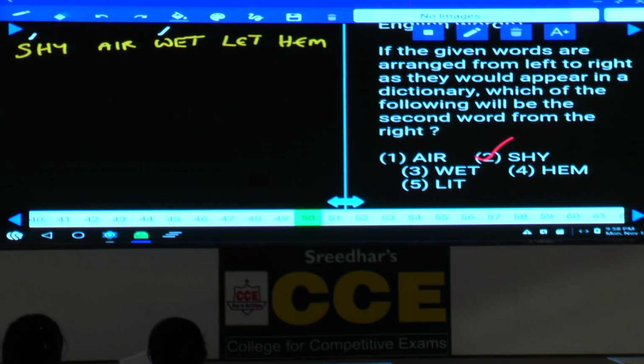Now the fourth from the left is nothing but second from the right hand side. Right hand side extreme, highest word will be there. W is the highest. And before that one, S is the second highest. And next one, question number 51.